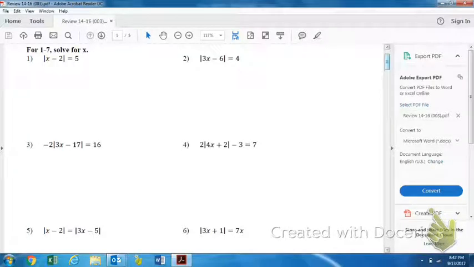Hello. Okay, to solve an absolute value, the absolute value must be by itself, and in number one, it is. The moment it's by itself, you're going to write it twice. You're going to write it positive and then with a negative.